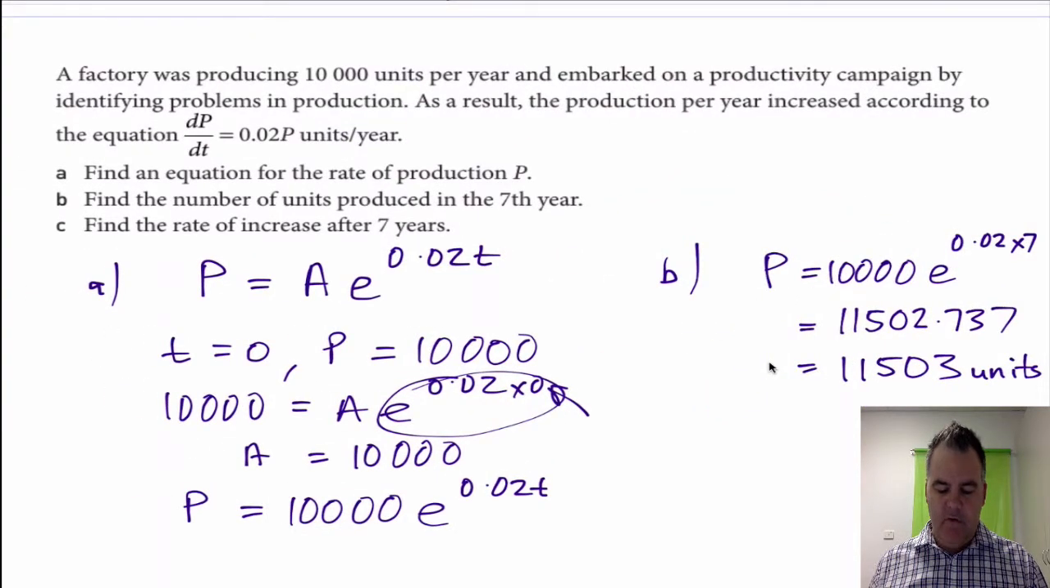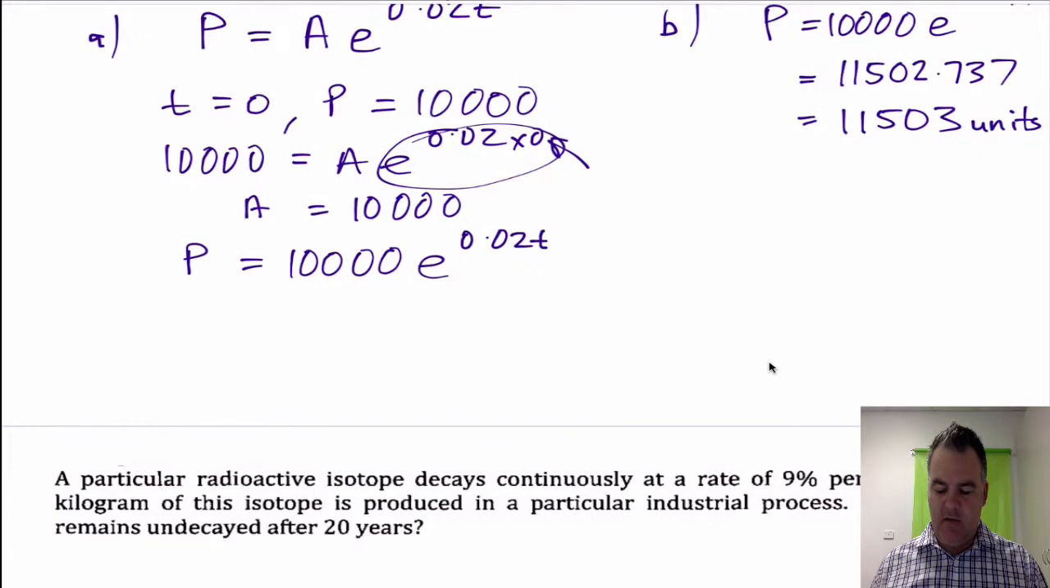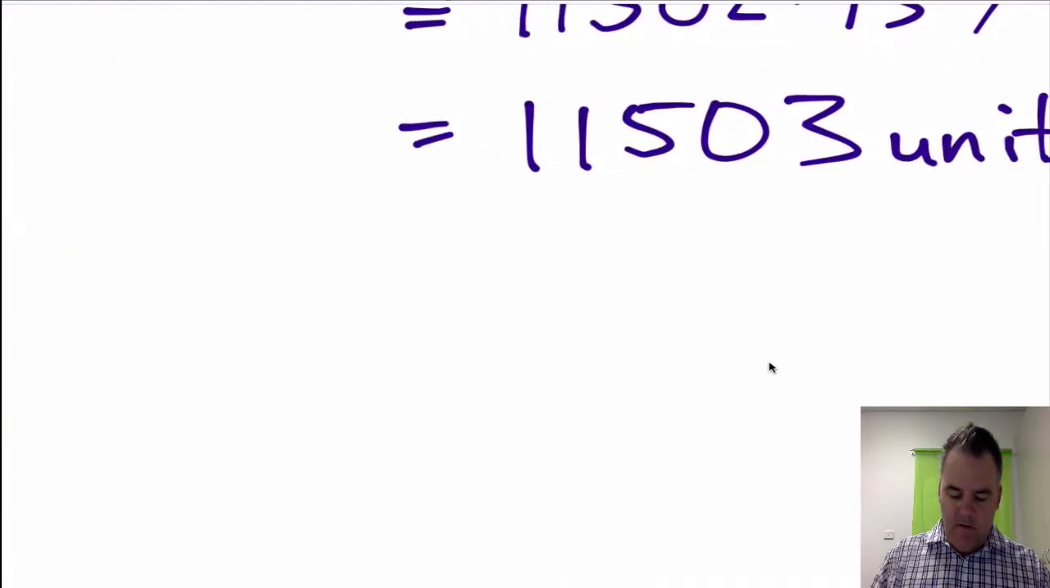And (c), find the rate of increase after 7 years. The rate of increase. Okay. The rate we know is dP/dt.